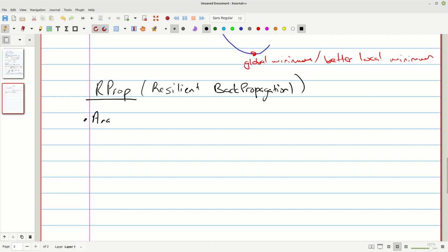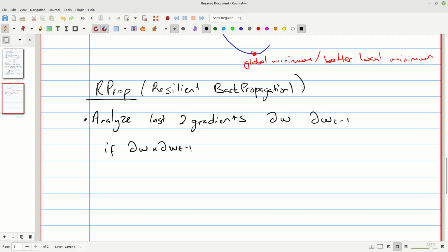So what we do is analyze the last two gradients, right? So we analyze, let's say, dw and dw of t minus 1. Let's say these are our last two gradients. So what we do is say, if dw times dw t minus 1, right, is greater than 0, which means they have the same sign, then we're going to take our learning rate and multiply it by some incremental factor, let's say by 1.5. So we accelerate the learning. And I'll show why.